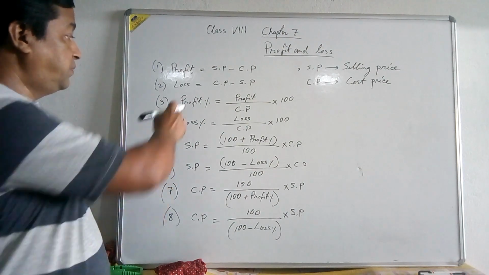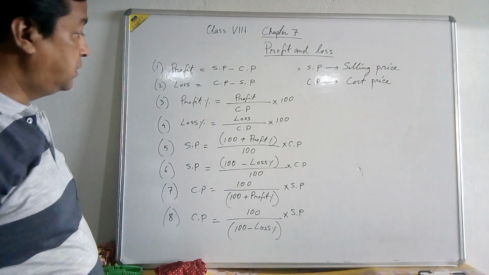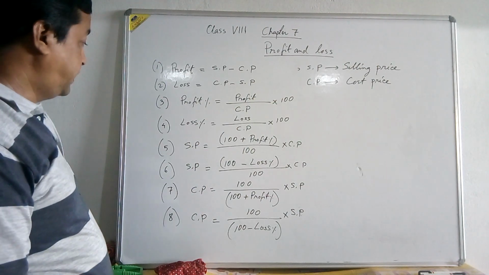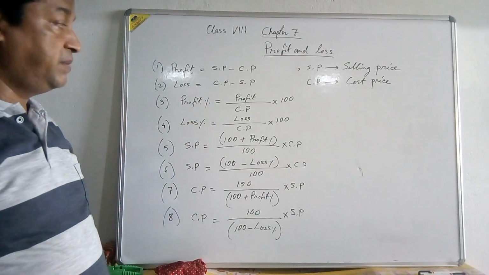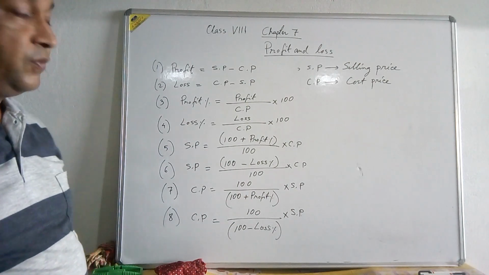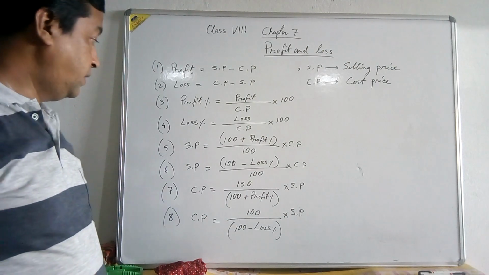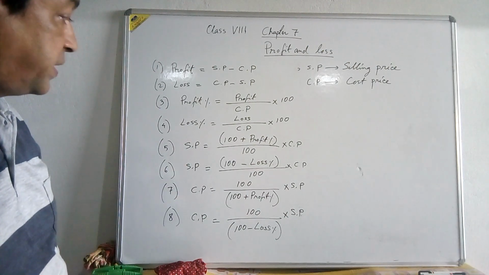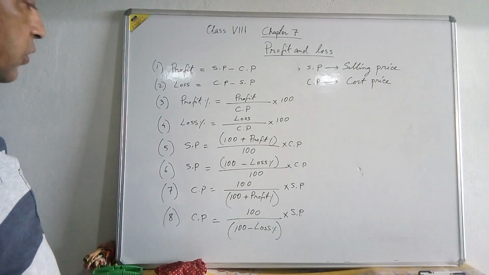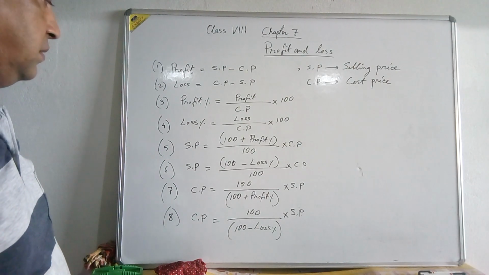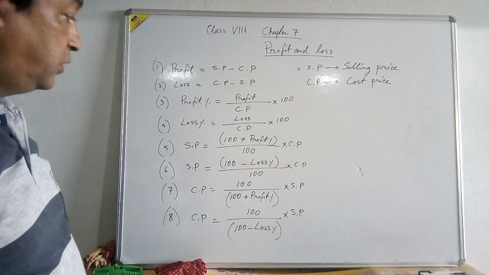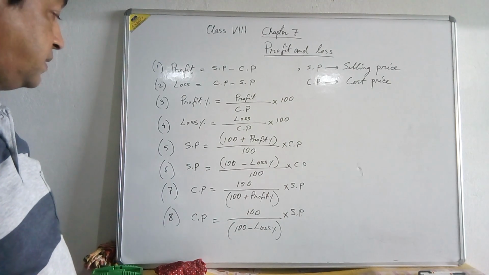Then next is profit percent. This is given by the formula: profit percent is equal to profit by CP into 100. Then next is loss percent, loss by CP into 100. Now when the profit percent is given, how to find out the selling price? That is (100 plus profit percent) by 100 into cost price. Then when loss percent is given, how to find out the selling price? That is (100 minus loss percent) by 100 into CP, that is cost price.